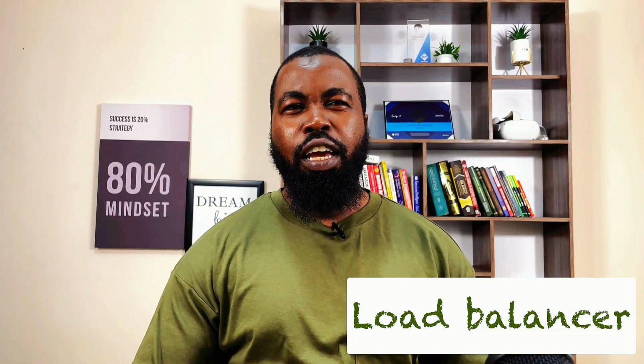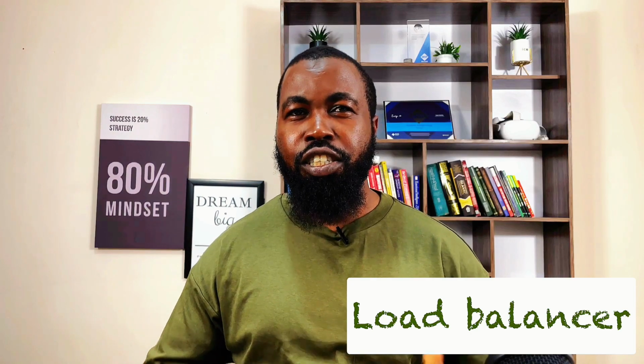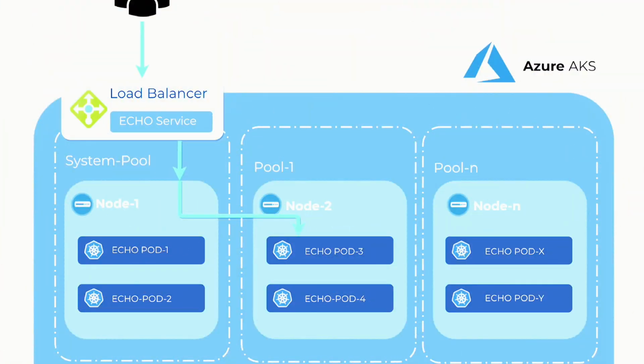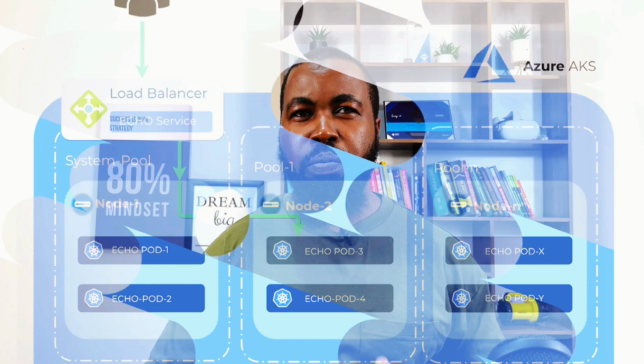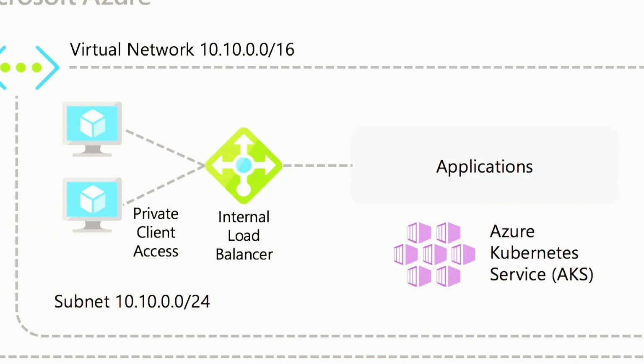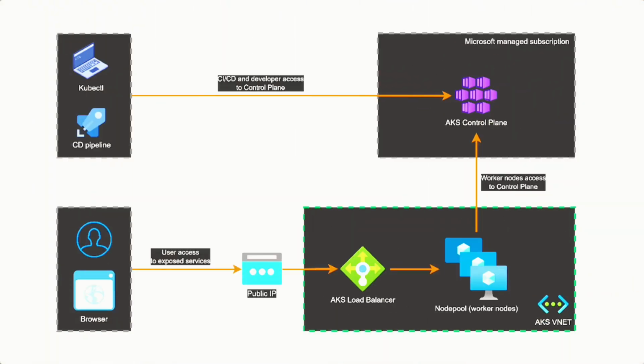Next, we have load balancer. A load balancer is a service that distributes incoming traffic across multiple pods. It ensures that your application remains available and responsive. For example, when a lot of people want to access your application, the load balancer makes sure that no single server gets overwhelmed. So it helps to spread the incoming requests across the multiple servers that you have.